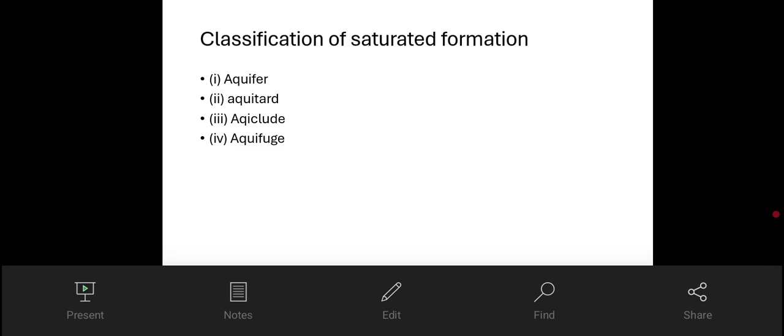Classification of saturated formations. All earth materials, from soils to rocks, have pore spaces. These pores are completely saturated, but from the groundwater utilization aspect, only materials through which water moves easily, and hence can be extracted easily, are significant. On this basis, the saturated formations are classified into four categories: aquifer, aquitard, aquiclude, and aquifuge.